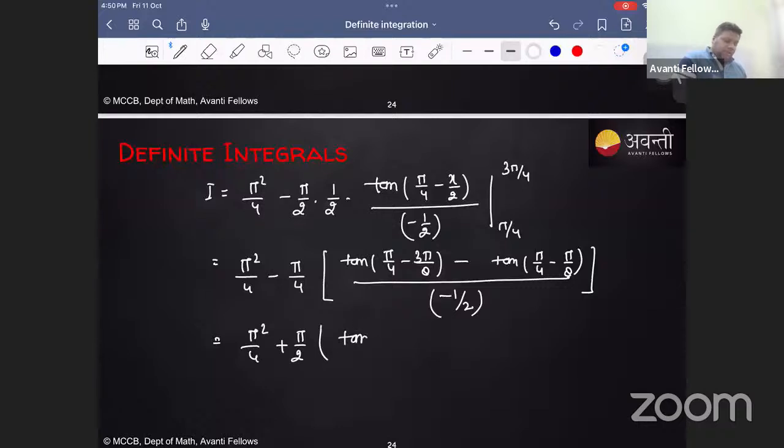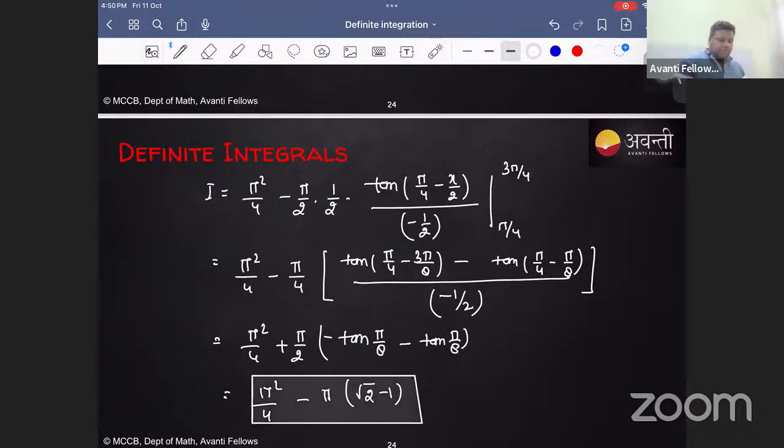It is tan of pi by 8, tan pi by 4 minus 3 pi by 8. So 10 minus pi by 8. So minus of 10 pi by 8, and this is also minus 10 pi by 8. So it became pi square by 4 minus pi times 10 pi by 8. 10 pi by 8 is root 2 minus 1.